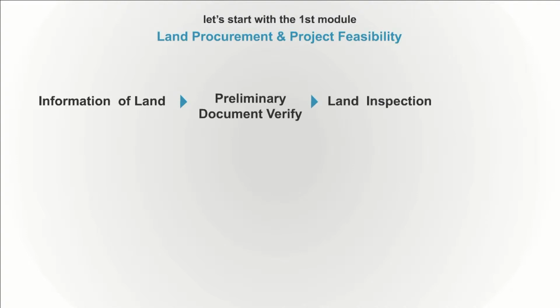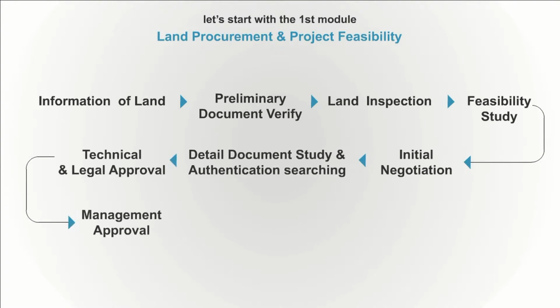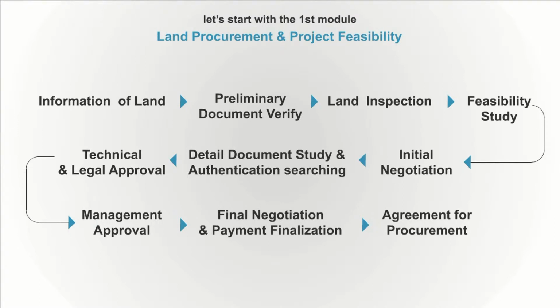This is the flowchart of land procurement and project feasibility. You get the information of land and record it. You verify the preliminary documents. You can store the land inspection report. Make a feasibility study. Record the initial negotiation with landowners, brokers.